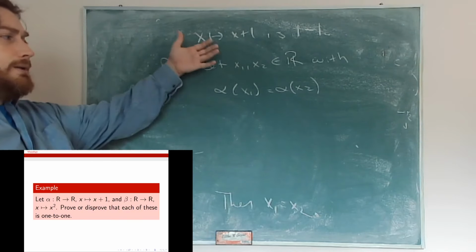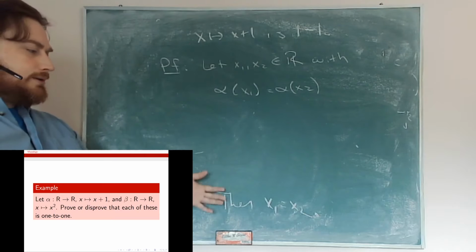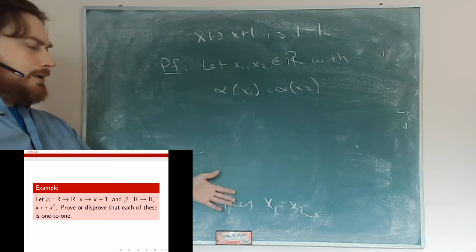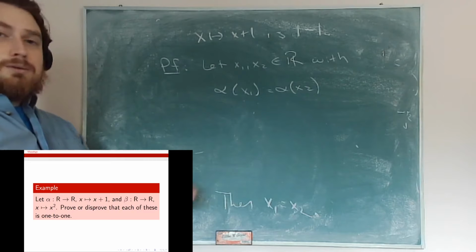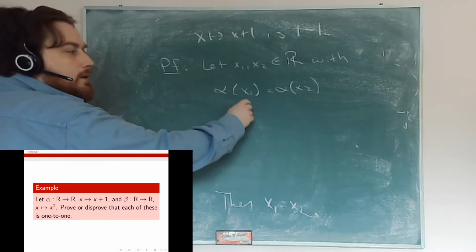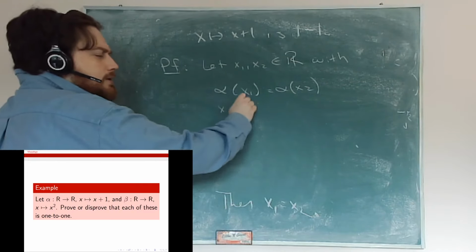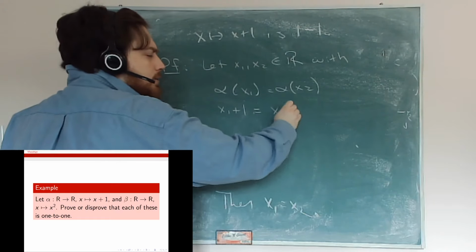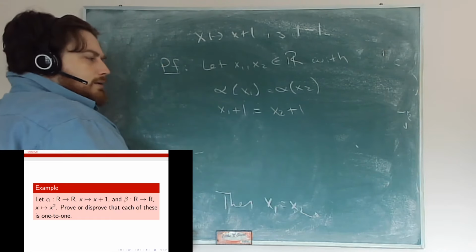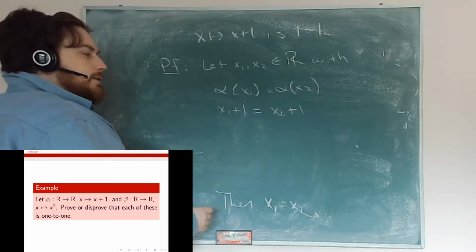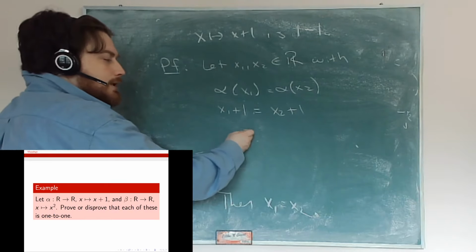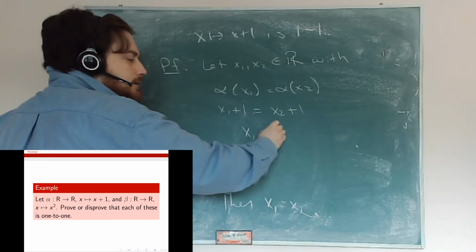So just to remind us, I'm setting this up. I assume this, I showed this. So now I have to get from here to here. So I'm going to use the definitions: well, alpha of x1 is x1 plus 1, which is equal to x2 plus 1. Well, since x1 plus 1 is equal to x2 plus 1, I can subtract 1 from both sides and just get x1 is equal to x2.